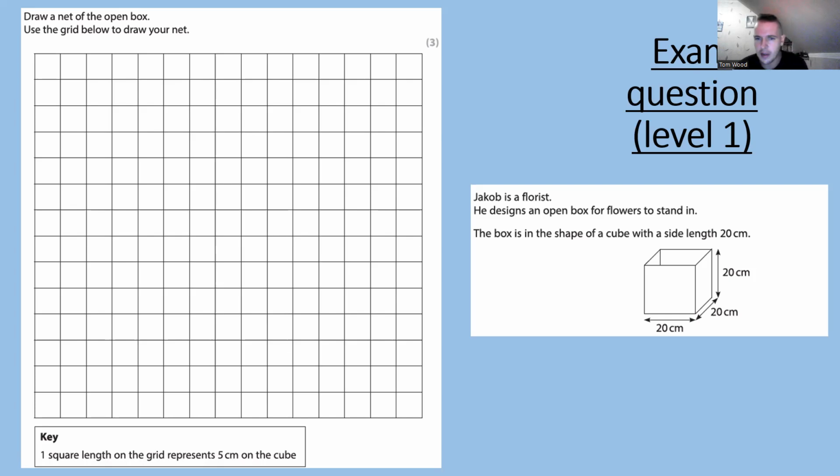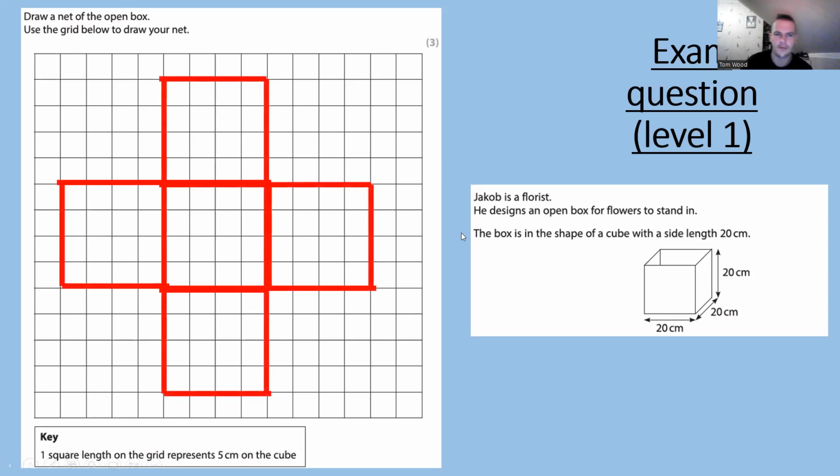So Jacob is a florist. He designs an open box for flowers to stand in. That tells us there is no top to this shape. So what most of us would look at is, if I fold down all of those shapes, and again, it does say just draw a net. There are multiple different versions of how you could draw this. I think the most common though is thinking, well, if I've got a base and I fold the sides out, then it's going to end up looking something like this.